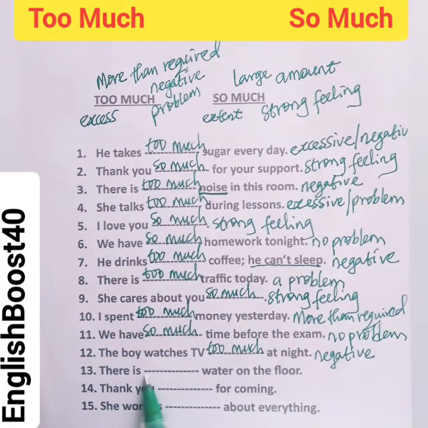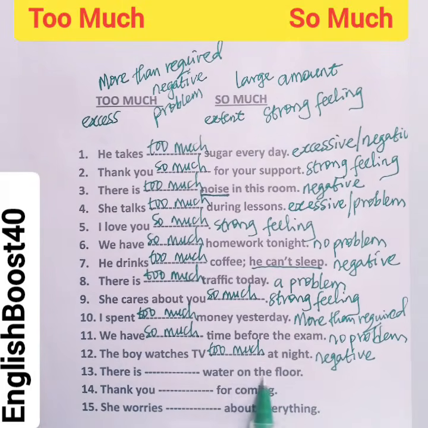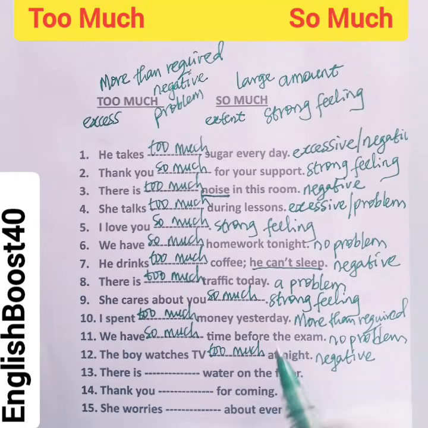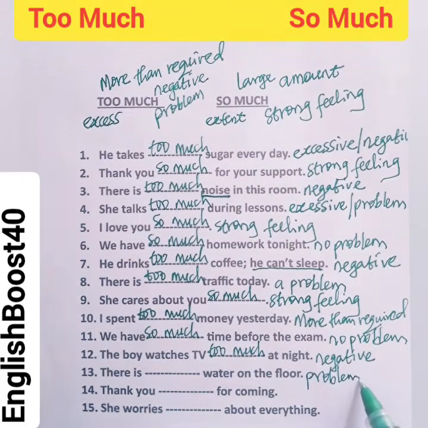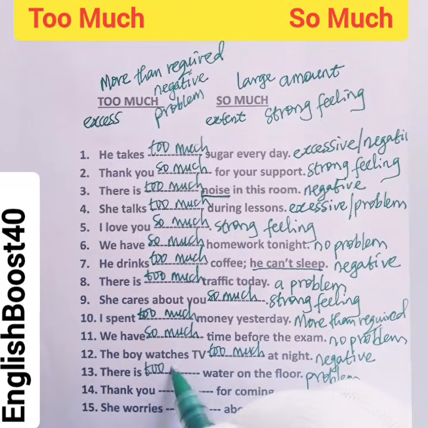13. There is blank water on the floor. Here, it could be that there is a leakage or the floor is messed up, so it's a problem. Okay? It has negative effect, so too much should be the correct answer.